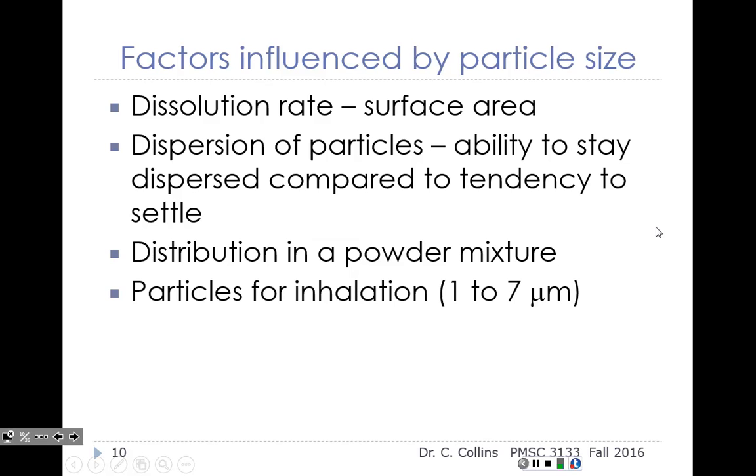Particles for inhalation need to be in this kind of particle size range. And if we expect them to stay there, they need to be closer to about 2 micrometers.